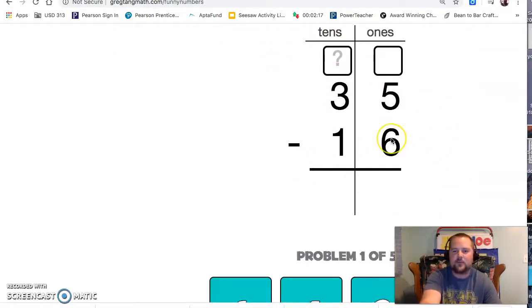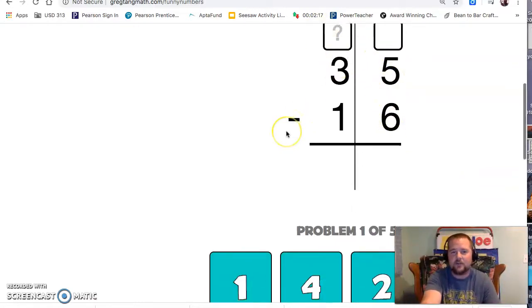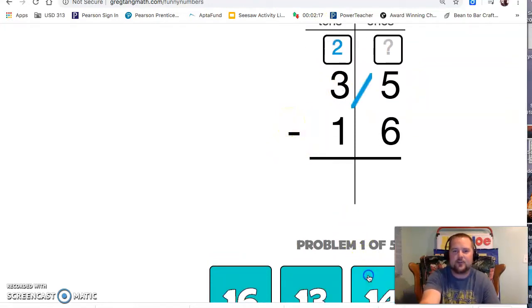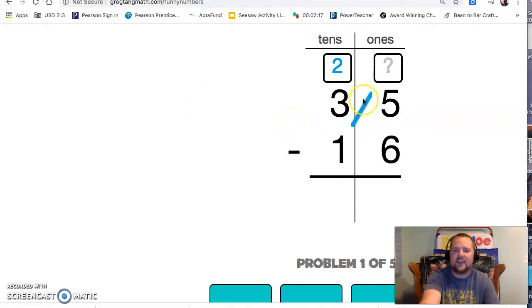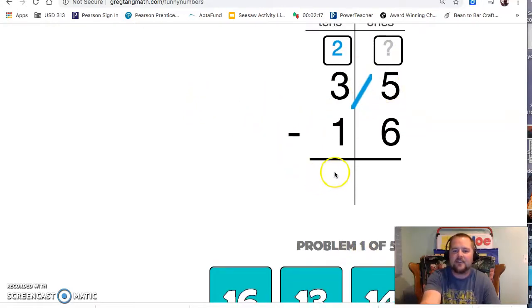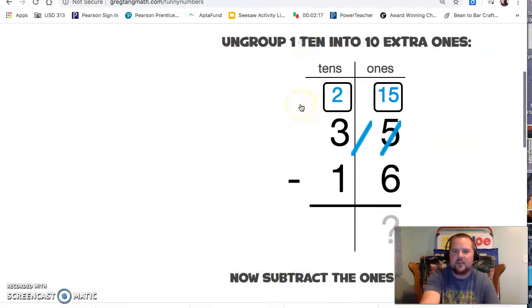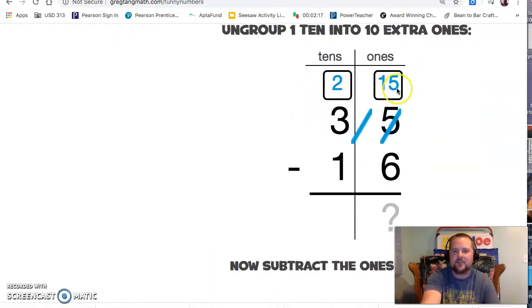5 ones minus 6 ones. We can't do that. So we need to ungroup a 10 and shift it over to the ones place. So instead of 3 in the tens place, we're going to have 2 in the tens place. And instead of 5 ones, we're going to have 15 ones. Oh, there we go. 15. So we had to make a funny number, 2015.